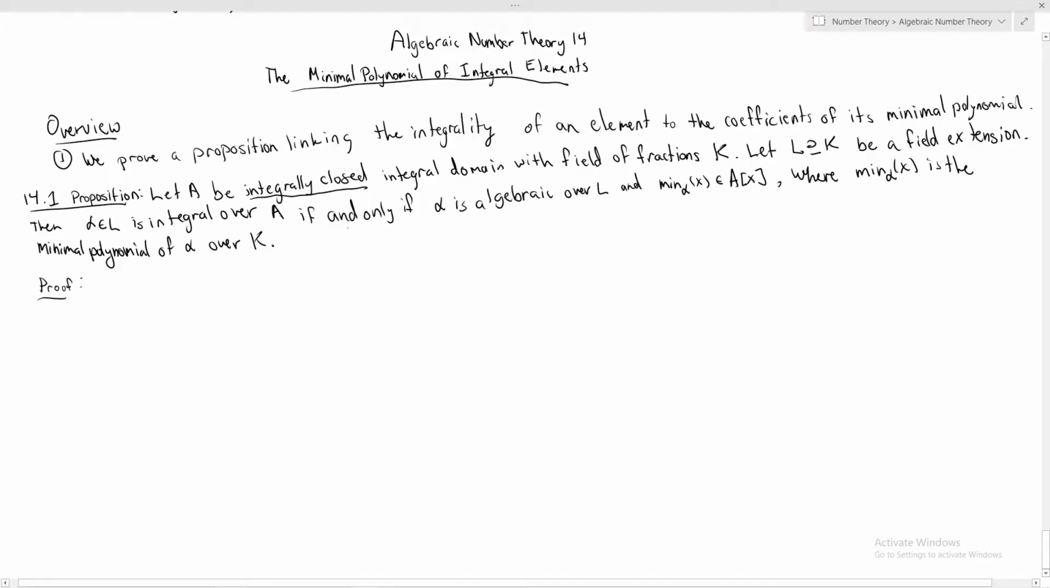One direction of this if and only if is trivial. Clearly, if min_alpha(x) is in A[x], then alpha is integral over A. This is because min_alpha(x) is a monic polynomial. Okay, so the other direction is the hard part.